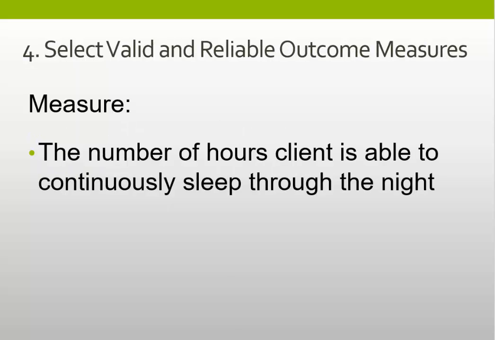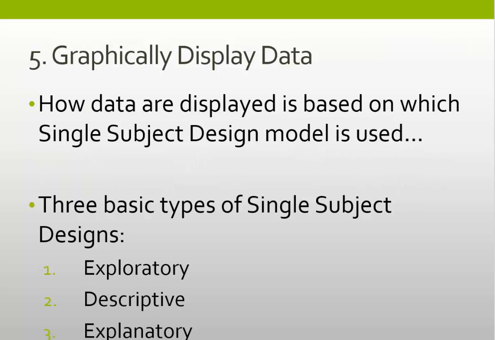Fourth, we need to select valid and reliable outcome measures. In this case, we're simply measuring the number of hours the client is able to continuously sleep through the night. But in other studies, for example, if we're trying to help a client decrease depression, a valid and reliable measure might be scores on the Beck Depression Inventory. And that, if you recall, we looked at the Beck Depression Inventory in class.